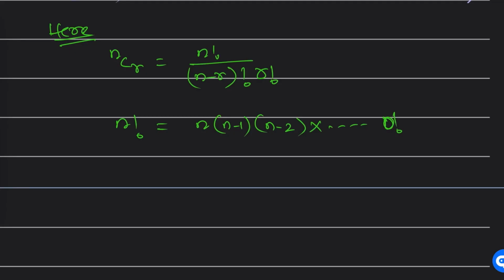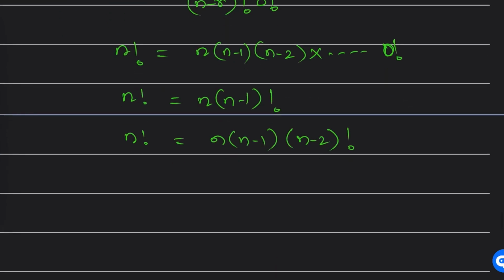Now, sir, you can write like this also. n factorial can be written as n into (n minus 1) factorial. Means you can keep it somewhere also. n into (n minus 1), you can decrease. Until you are not getting 0, you will write factorial only. That's it. So n factorial can also be written like this: n into (n minus 1) into (n minus 2) factorial. Means until you are not getting 0, you will write in factorial form only, right? So you got this factorial form.